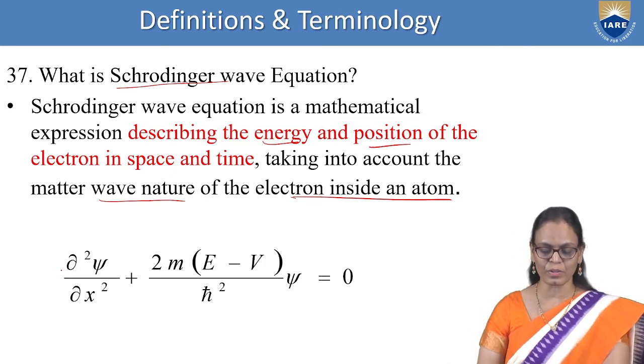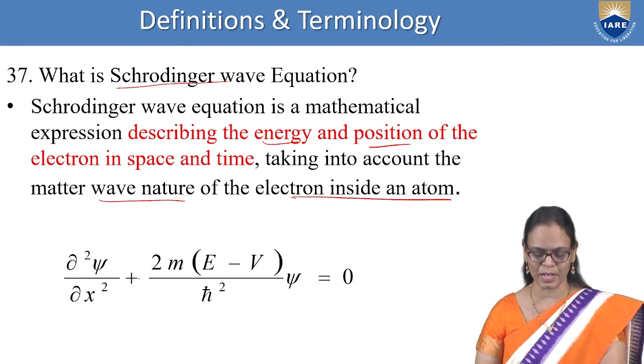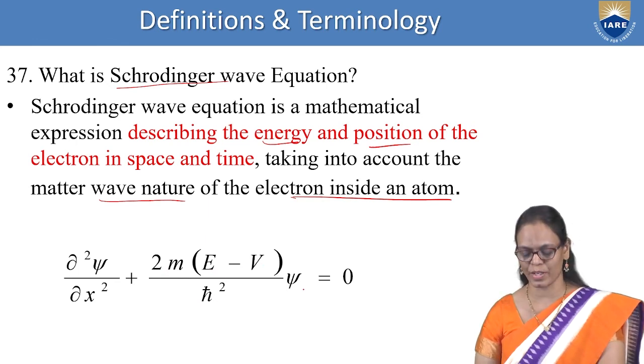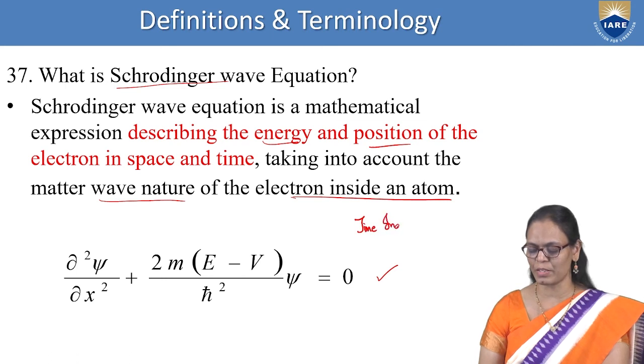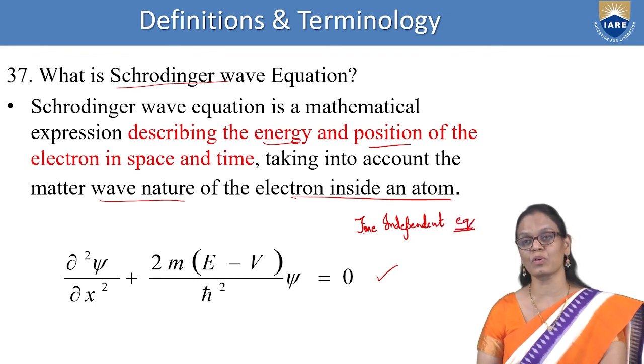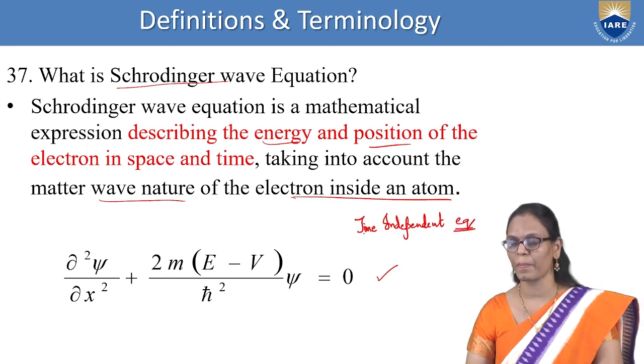It is given by dou square psi by dou x square plus 2m into E minus V upon h cross square psi is equal to 0. This is the famous Schrodinger time independent equation. Here we are talking about the time independent equation. We also have the time dependent equation where the time also varies.